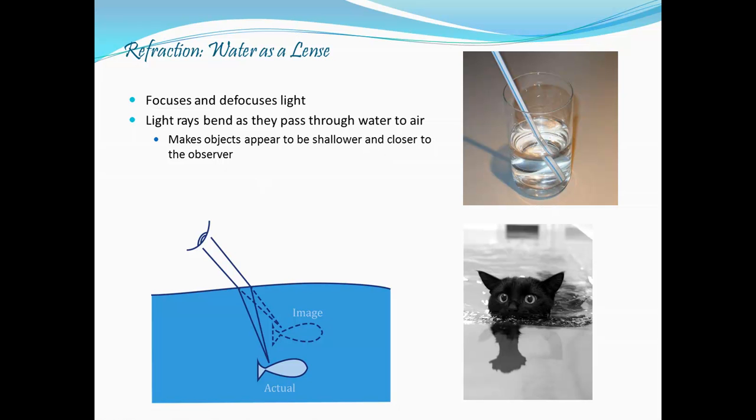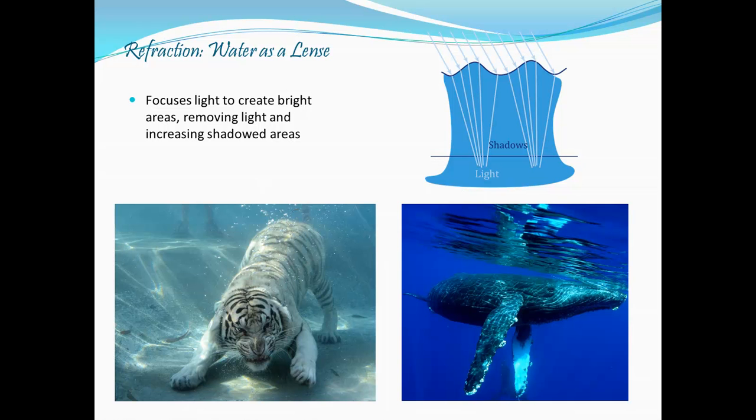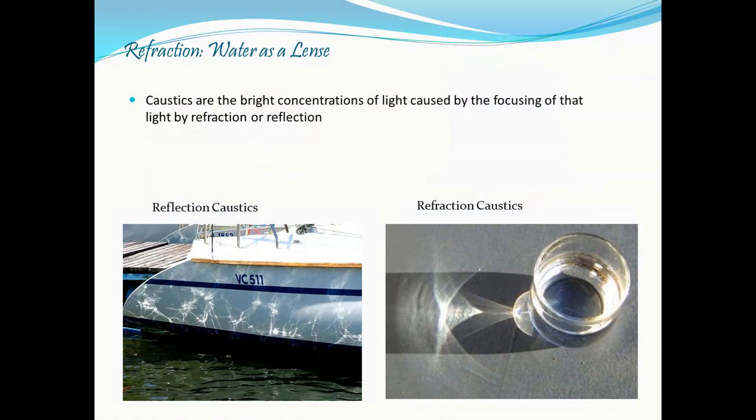Water focuses and defocuses light, making objects appear to be shallower and closer to the observer. Water focuses light to create bright areas, and these bright concentrations of light are known as caustics.